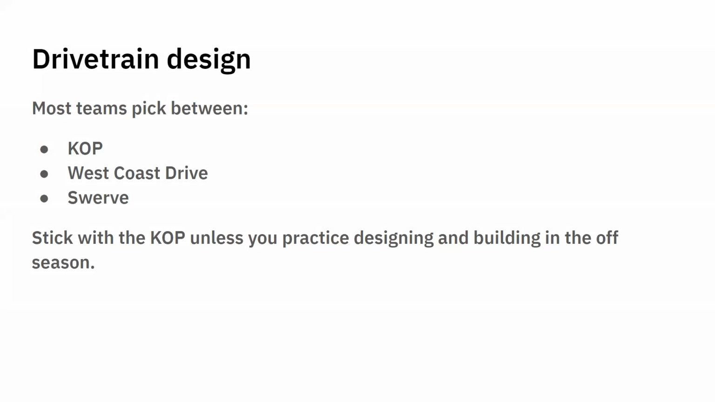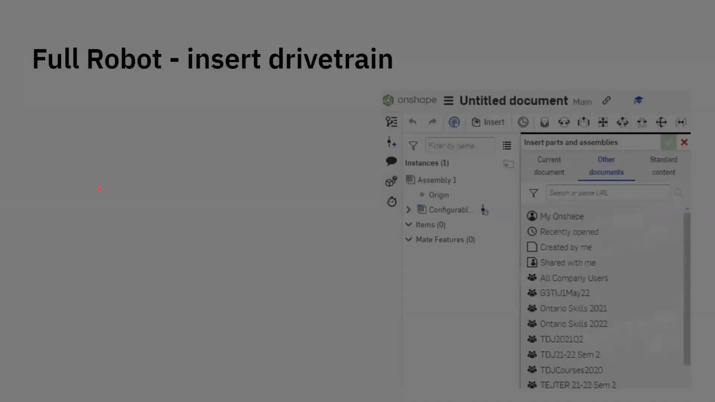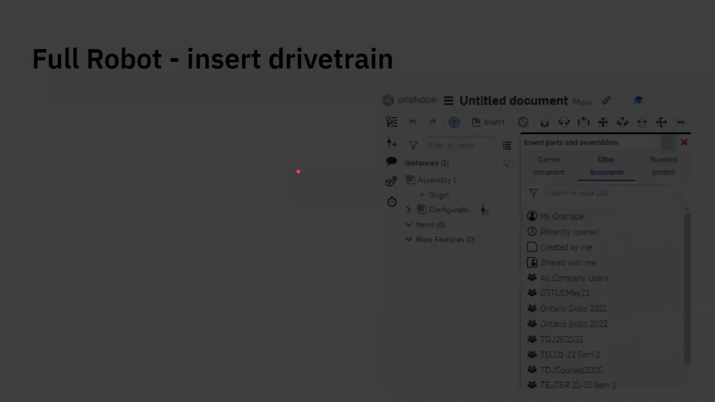So again, drivetrain design: there are basically 3 standard options: kit of parts, a West Coast drive, or Swerve. So make the choice. I highly recommend you stick with that, and then in the off season play with these. And when you get to a point where you're saying, we can do this, then you transition. I've already gone over how to insert it.